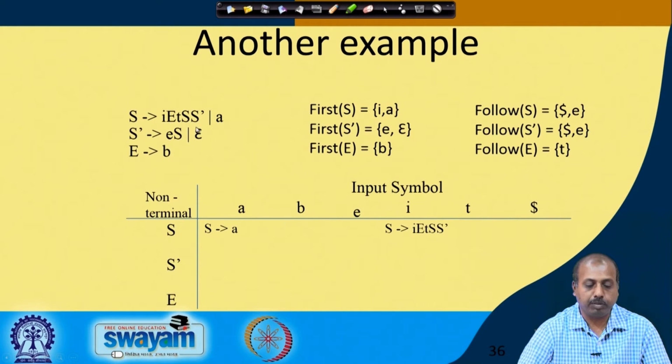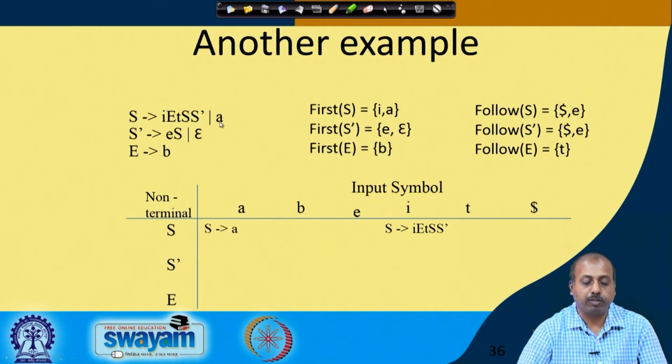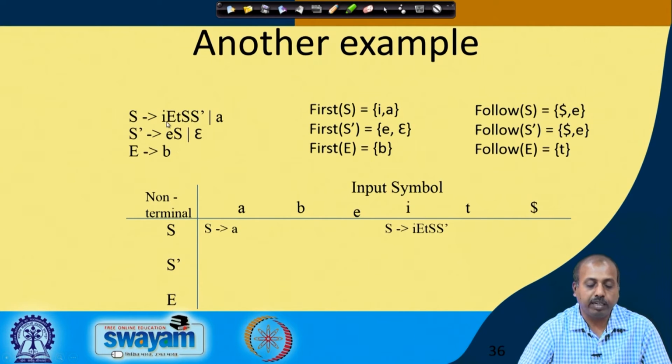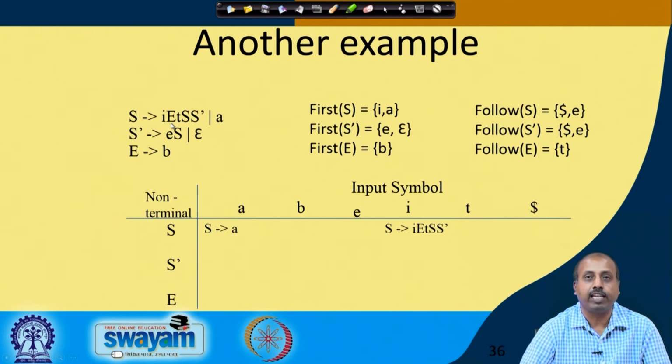The first thing that we have is the rule S producing A. This rule says that whatever is in first of A, there I have to add this S producing A. First of A is A only, so S producing A is added here. Similarly, from this side, it says that whatever is in first of I E T S S dash, there I have to add this rule. First of this is I only, so S producing I E T S S dash is added here. So, the first rule is done.